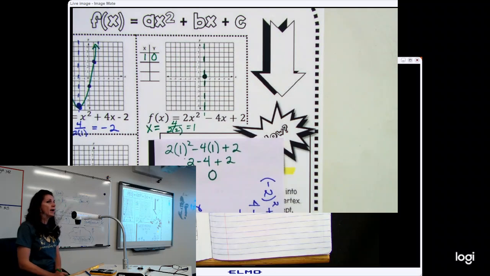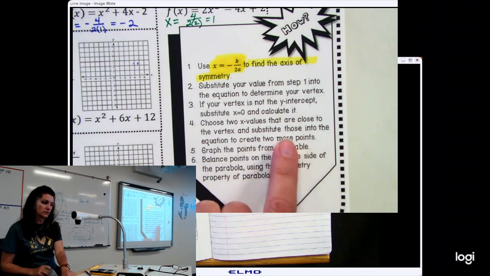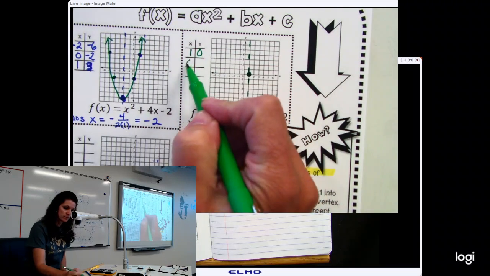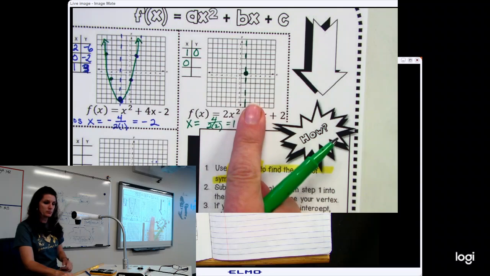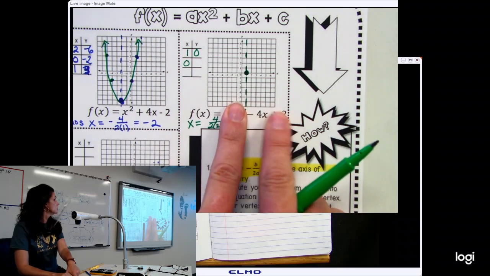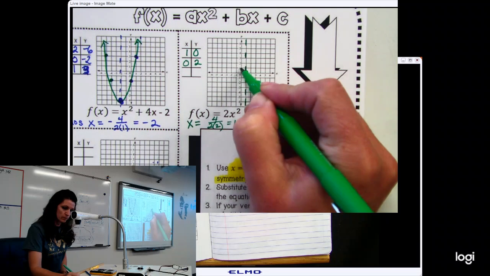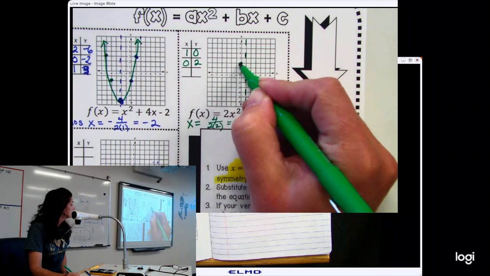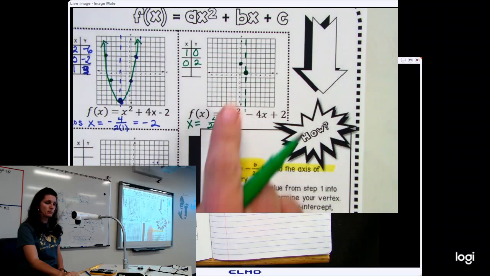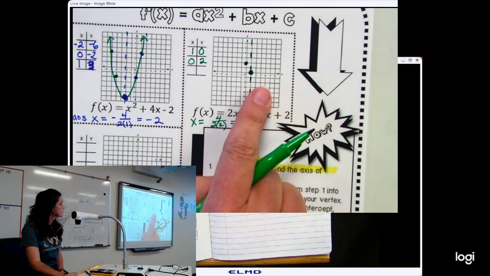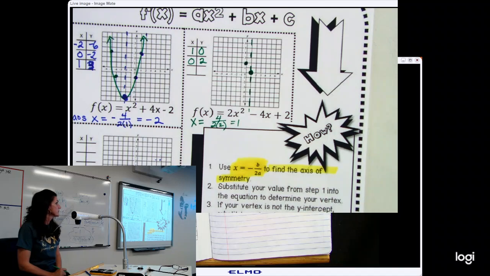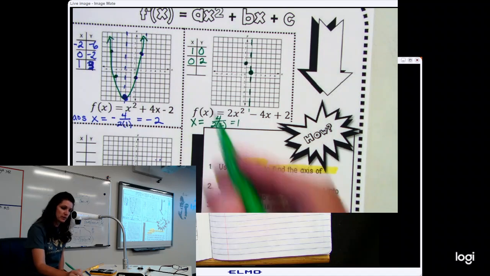Is that on the y-axis? No. So what's a really easy number to plug in then? 0. Yeah, so it's really easy to plug in 0 now. So let's have that be one of our points. This disappears, that disappears. What are you left with? 2. 0, 2. Okay, because that point is on the left-hand side, I want to pick another number for x that's also on the left-hand side. I would choose -1.